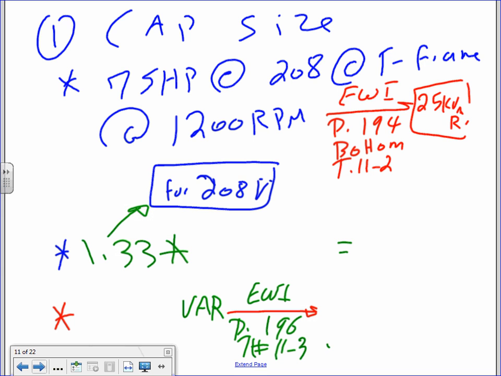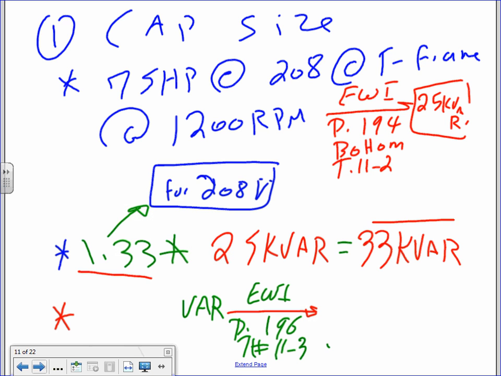Now, Adam, if the system was 480, you're done. If the system was 480, you're done. Except the system is 208. Because of a 208 system, guys, the voltage is different. You have to up it a little bit, right? Increase 33%. So you take the 25 kvar that you've done, and you multiply it by 1.33. And that will get you 33 kvar. Okay, you can see why we multiplied by 1.33, because of the modification.